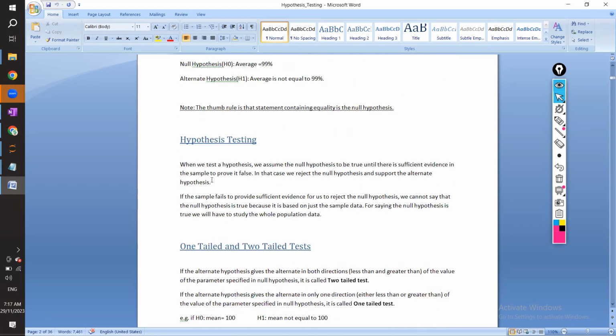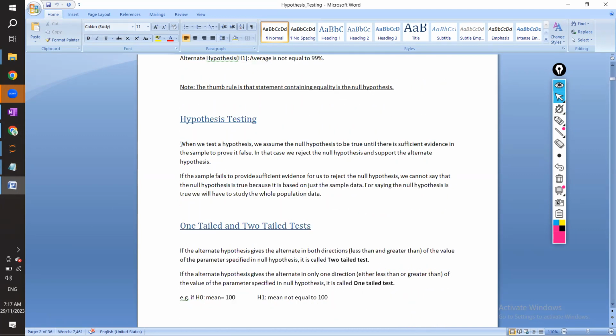When we test a hypothesis, we assume that the null hypothesis is true until there is sufficient evidence in the sample to prove it false. In that case, we reject the null hypothesis and support the alternate hypothesis. See, we do a test. While we are doing the test, we assume the null hypothesis is true, whatever it is saying. But if there is sufficient evidence to prove that it is false, then we will reject the null hypothesis and support the alternate.